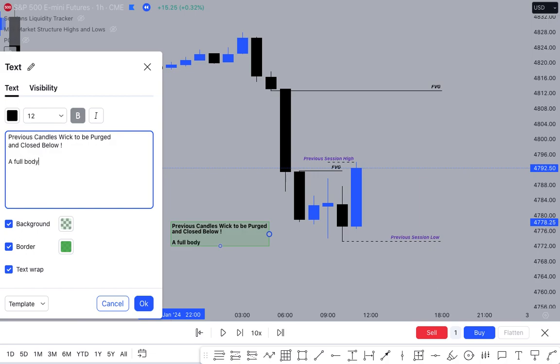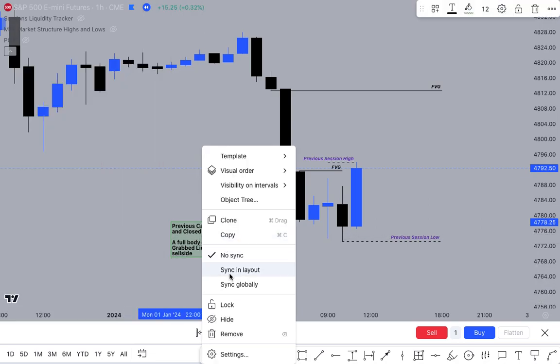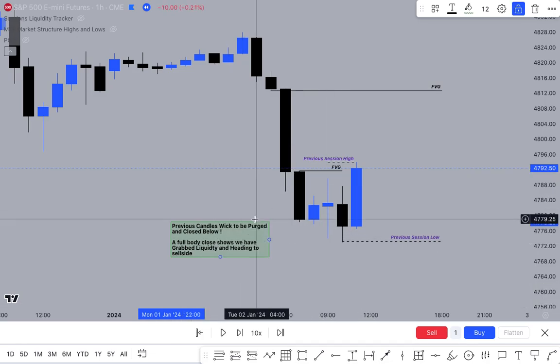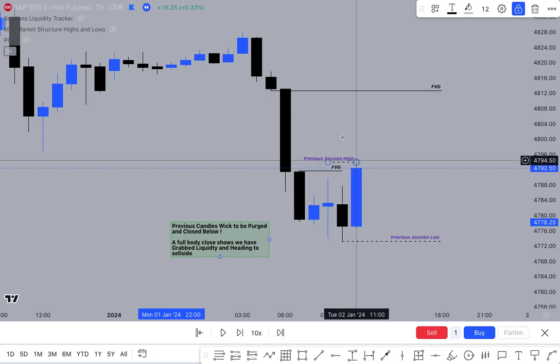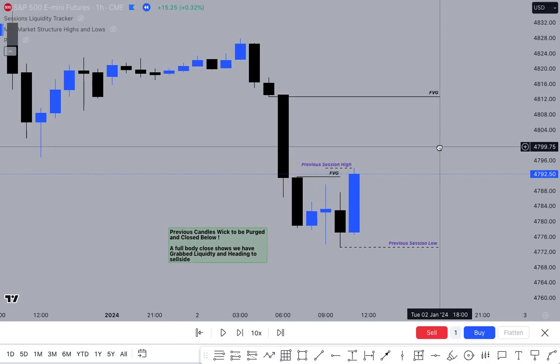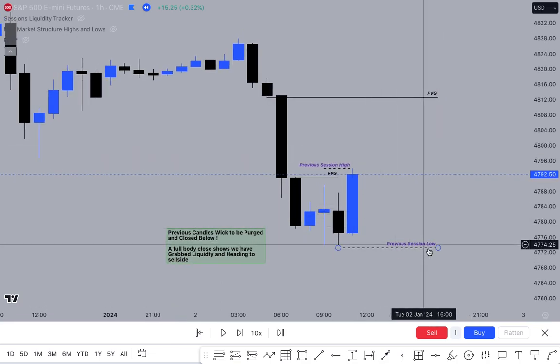Okay, so we look for the previous candle's wick to be purged and closed below in this instance. Full body close shows we have grabbed liquidity and heading to sell side. Okay, so that's what I'm looking for at this point. I'm not looking to see price play around for too long, and if it does, then I won't be getting into any trades anyways. But we are in the 1 hour FVG, so now I'm just looking for confirmation on the 1 hour chart that we're going to look to target these previous sessions lows.